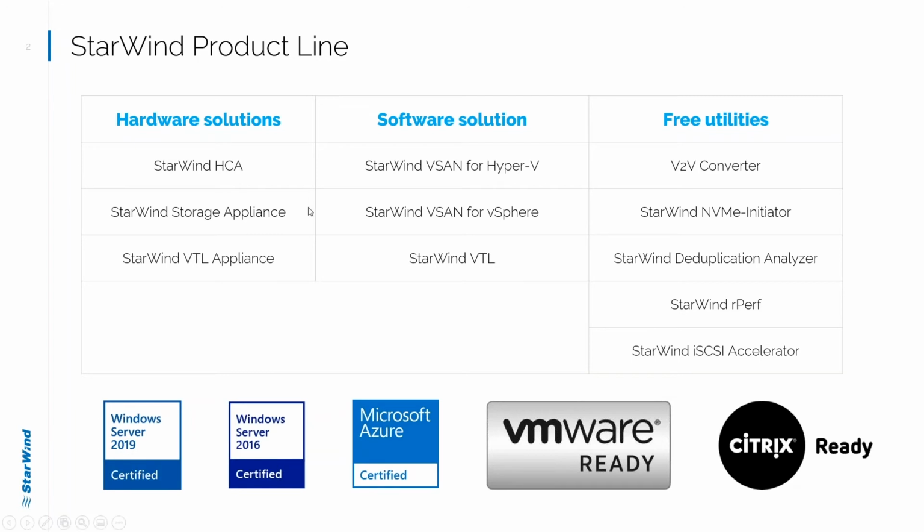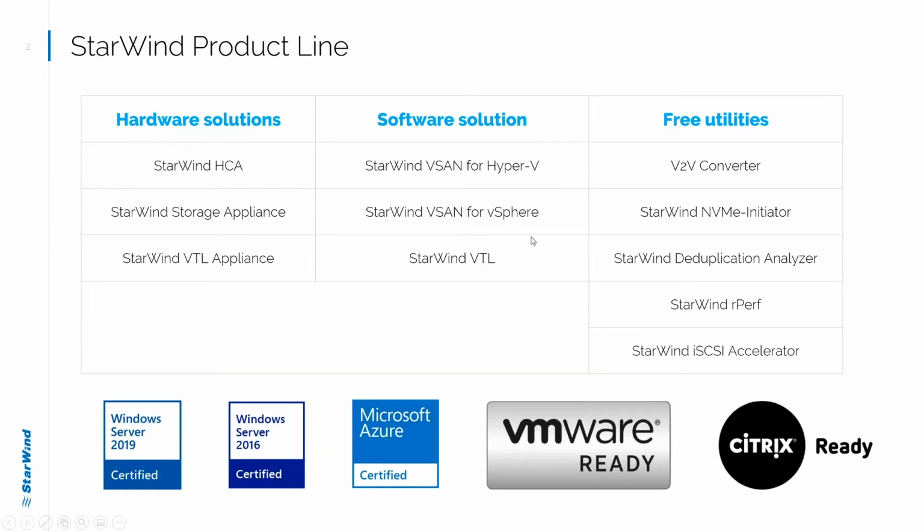StarWind Storage Appliance is a highly available storage solution consisting of at least two controllers and acts as an iSCSI SAN. StarWind Virtual Tape Library and Virtual Tape Library Appliance emulates physical media tape libraries, supports automatic cloud backup upload, and provides backup software like Veeam or Veritas with a Virtual Tape Repository.